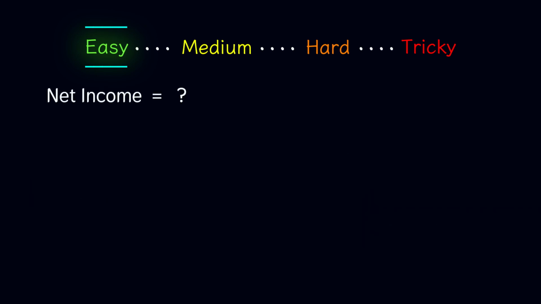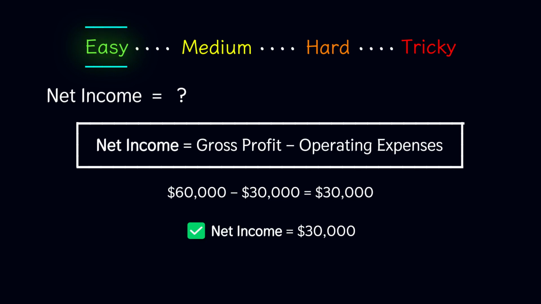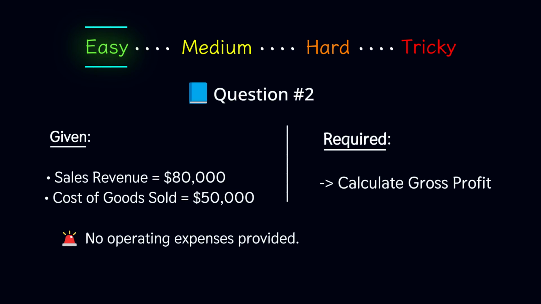Now we move to net income. Net income starts with gross profit. So we take that $60,000 and now we subtract operating expenses, $30,000. $60,000 minus $30,000 equals $30,000. So the final answers are gross profit, $60,000, net income, $30,000. And here's an exam tip you must remember. Gross profit never includes operating expenses. Ever.